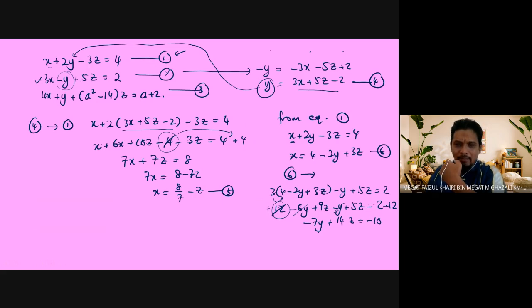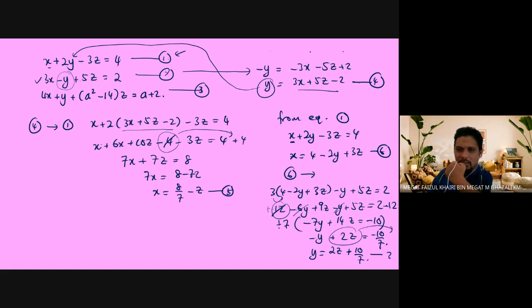Divide by 7. All of this, divide by 7. Then we get y. It's quite complicated. So 14 divided by 7, 2z minus y equal to negative 10 over 7. And then make it y equal to 2z plus 10 over 7. Bring this to the other side and then multiply with negative. Then you get this one here, equation 7.